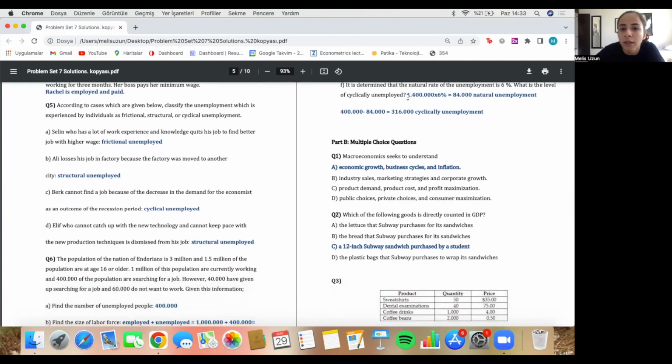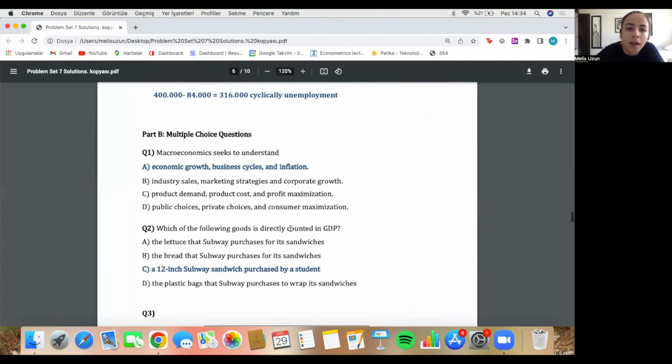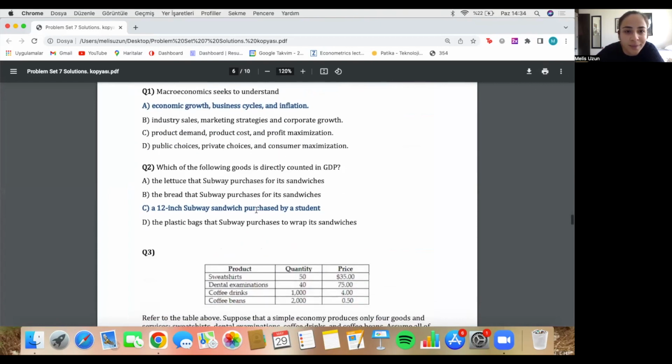So let's look at the multiple choice questions. I will do this, I guess it will be better. Macroeconomics seeks to understand economic growth, business cycles, and inflation. We know that is basic information, so I'm not talking about that. Which of the following goods is directly counted in GDP? Let's look at part A, the lettuce that Subway purchased for its sandwich.